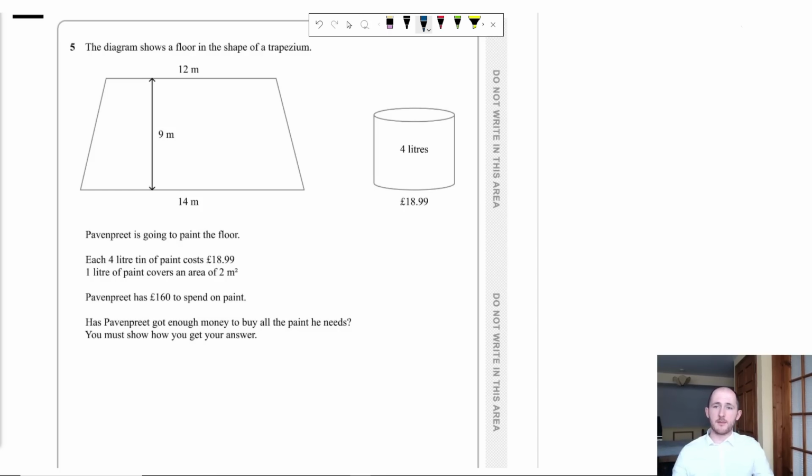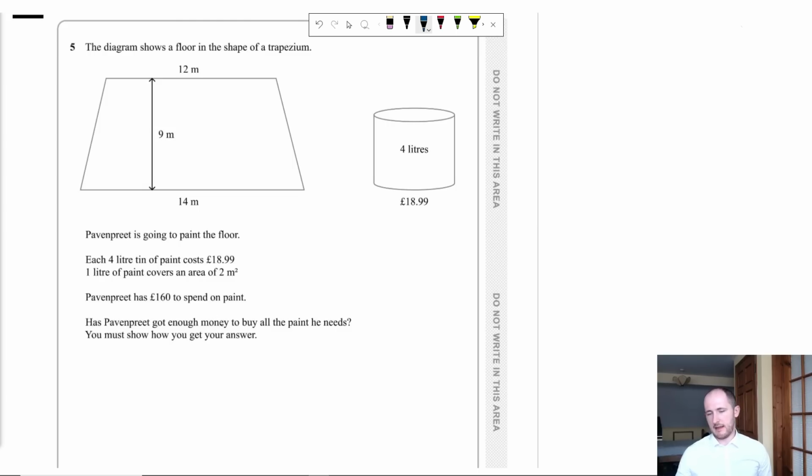So for this question we have a diagram showing a floor in the shape of a trapezium. Pavampreet is going to paint the floor. Each 4 litre tin of paint costs £19, basically £18.99. 1 litre of paint covers an area of 2 square metres. Pavampreet has £160 to spend on paint. Has Pavampreet got enough to buy all the paint he needs? You must show how you get your answer.